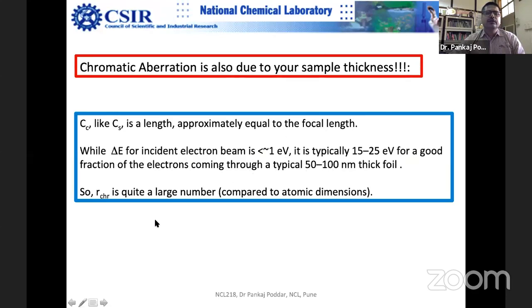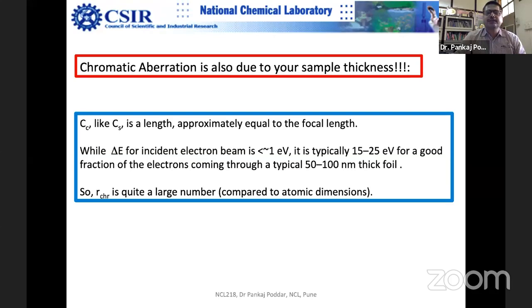So R chromatic is quite a large number in comparison to the atomic diameter, the atomic dimension. That is the reason that many times you are not able to see the rows of atoms clearly, because you have not taken care of chromatic aberration.